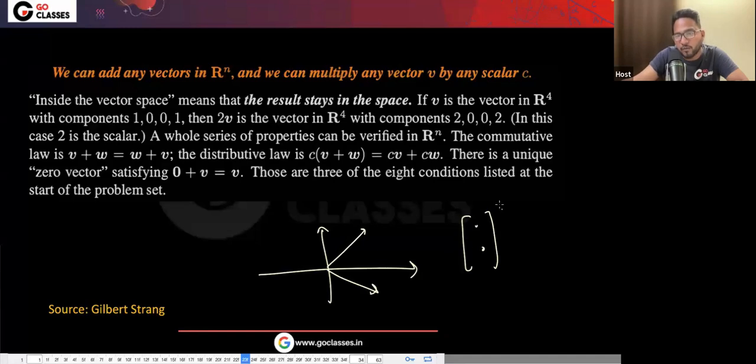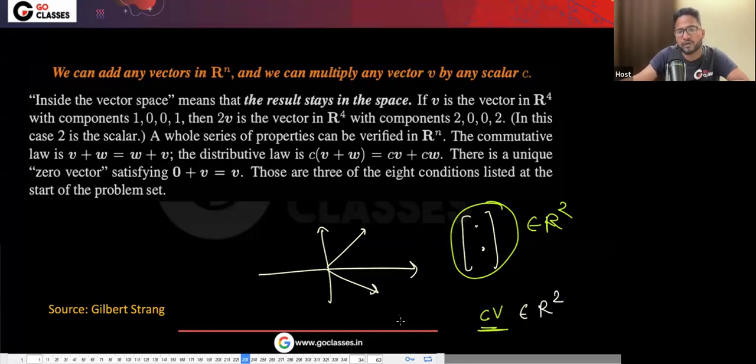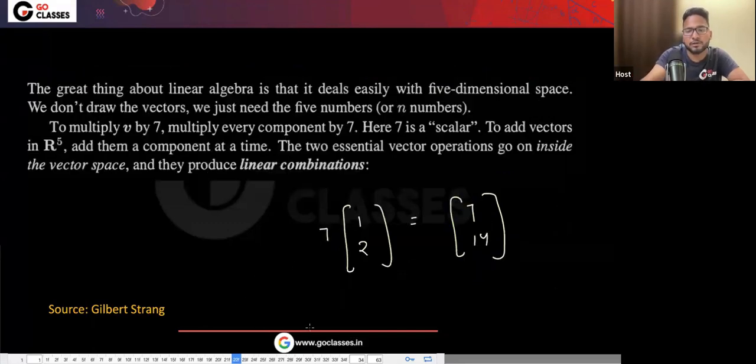Because any of this form is in R2. Any of this form is in R2. So if you take any two vectors, then if you add them, it is also in the R2, right? Similarly, if you multiply, let's suppose you take just one vector, and if you multiply that one vector V by C, then the CV is also in R2. If V is in R2, then CV is also in R2, isn't it? Which means let's suppose this (1, 2) is in R2, then if you multiply by 7, then obviously there will be only two components, so there is nothing to think here.